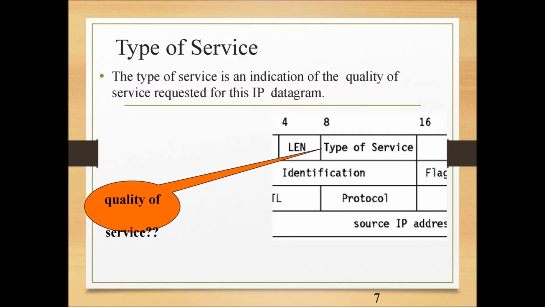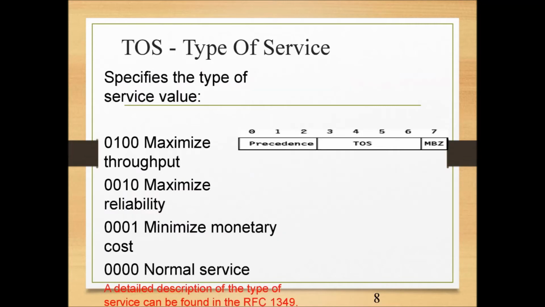Quality of service means our data, our packet must be transmitted from sender to receiver 100%. There will be no data loss. So this type of service is an indication of quality of service in the IPv4 header. Type of service specifies the type of service value. As I just discussed in the previous slide, type of service is quality of service. So there are some numbers, some values by which we can access the quality of service.